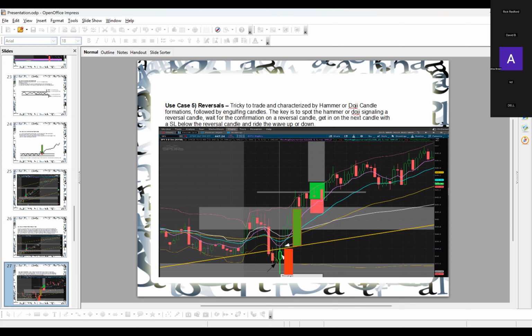Okay, so this is a reversal trade, and this is super tricky to do. But if you catch it and you feel comfortable with it, I mean, look at this candle here. This candle was an engulfing candle, and it blasted through all the EMAs as well. Okay, so that's that.